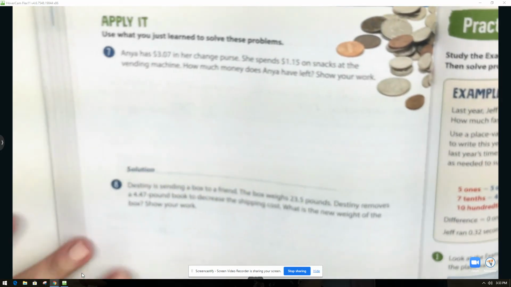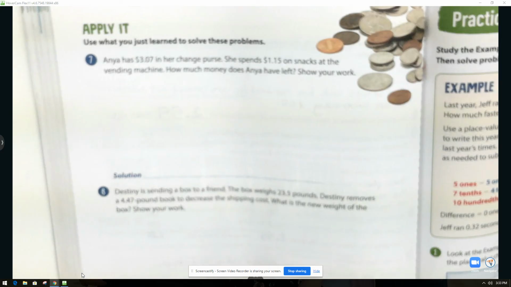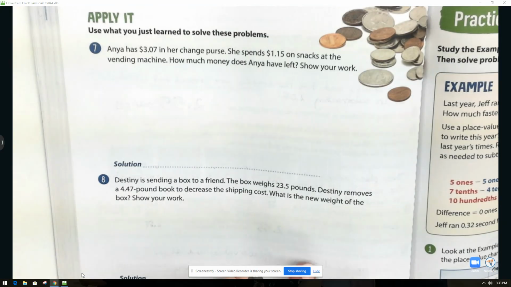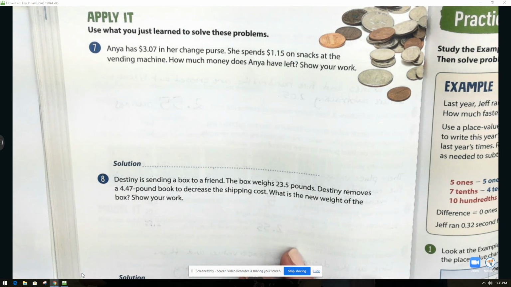Okay, we're on number 7 on the top of page 212. Let's get this focused. I am going on number 7 to use my place value chart. So this is the same strategy as using the stacking method, which I will use on the next two problems, but I wanted to use the place value chart for number 7 to show you how you could use your place value chart to do this problem.